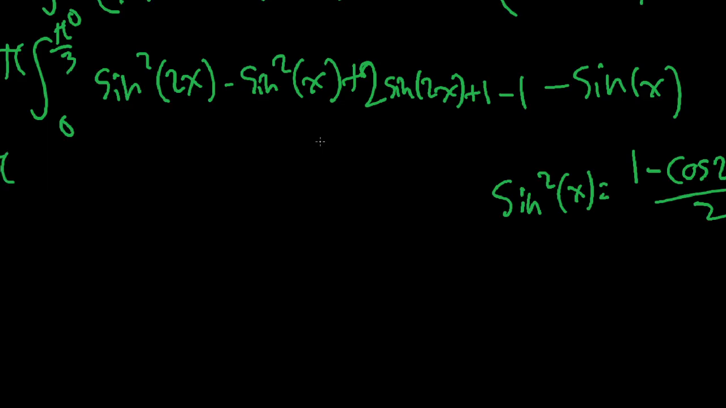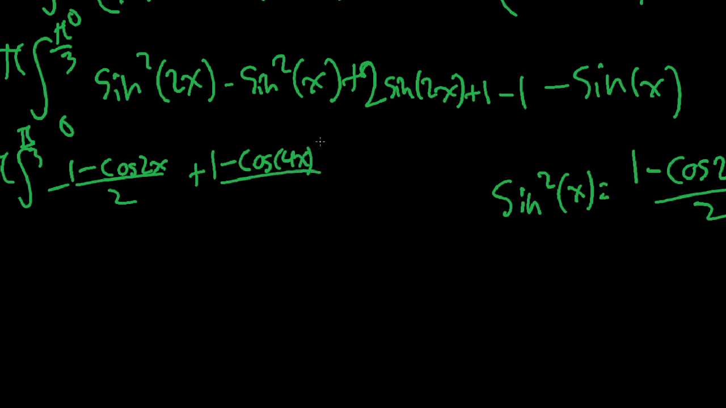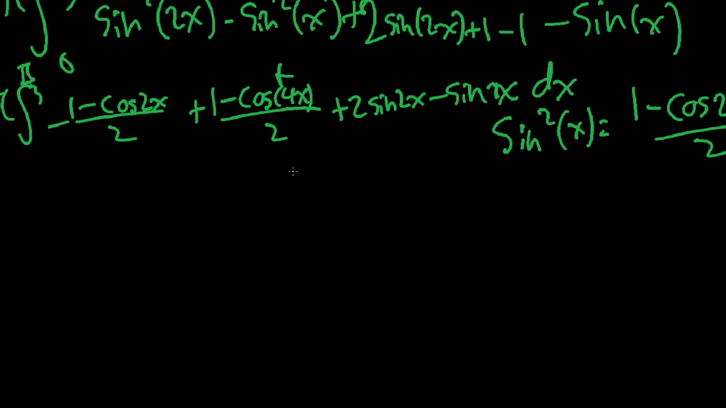So rewriting with that in mind, it'd be 1 minus cosine of 2x over 2 plus 1 minus cosine of 4x over 2 plus 2 sine of 2x minus sine of x dx. So the reason why this one's a 4x is because this already had the angle of sine squared of 2x, which means that this applies again. It doubles down.